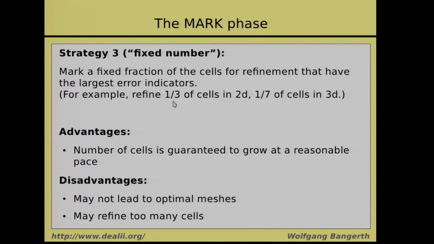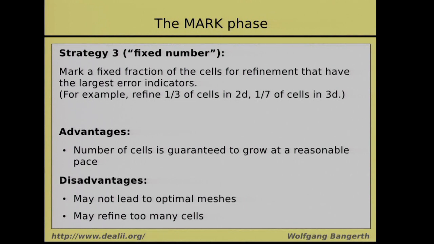And I choose these numbers because each one of these 1/3 of the cells is going to give rise to 4 new children, whereas the other 2/3 are going to stay the same. So if you add this up, 4 times 1/3 plus 2/3, you end up with twice as many cells as you had in the previous mesh. And the 1/7 here is defined in the same way. Each one of these 1/7 of the cells is going to give rise to 8 children. So 8/7 plus the original 6/7 of the cells. That also doubles the size of the problem. So every time the problem is going to be twice as big as before.